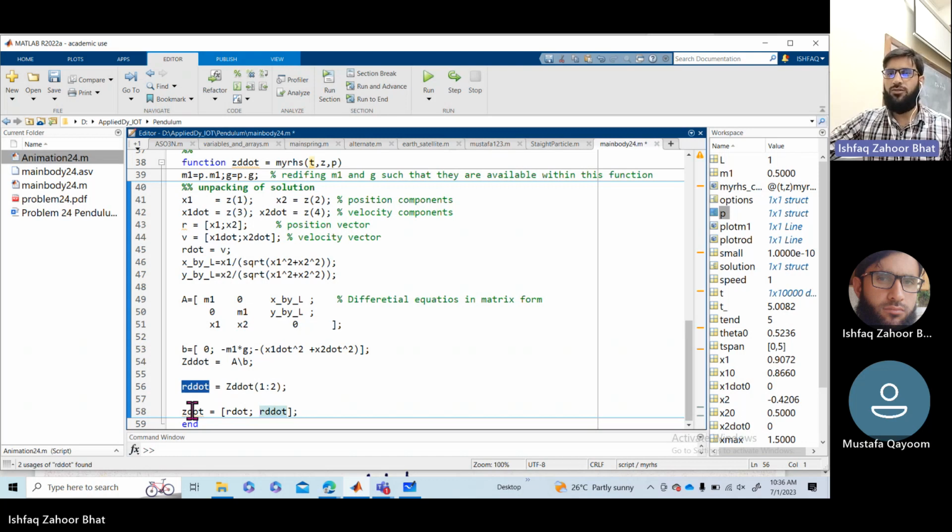Okay. And then Z double dot is nothing but this. See, this function will return me Z double dot. And what is Z double dot? That is this R dot.